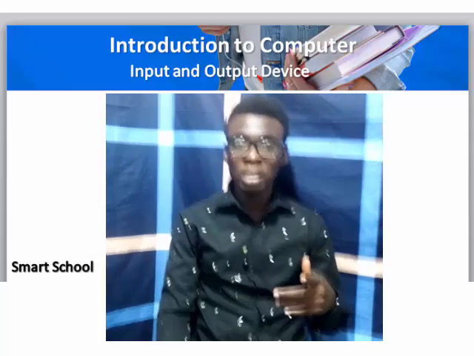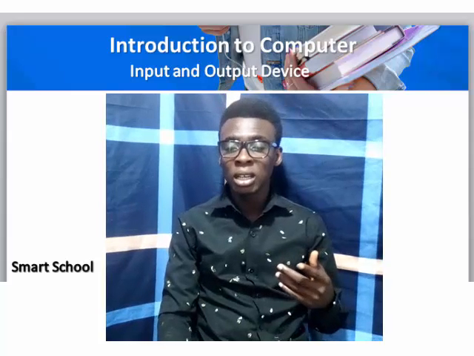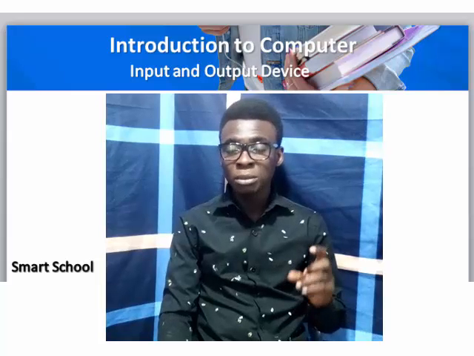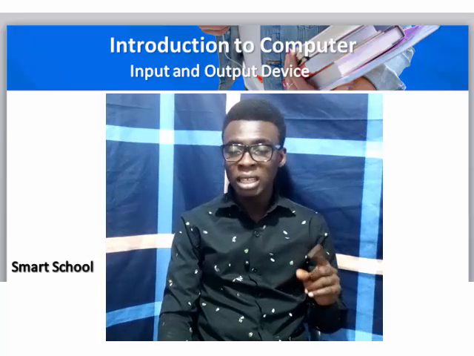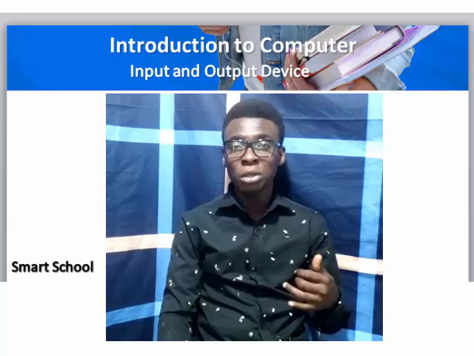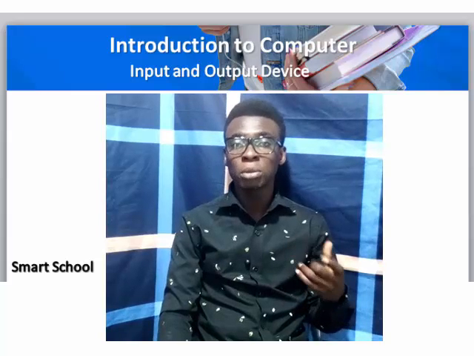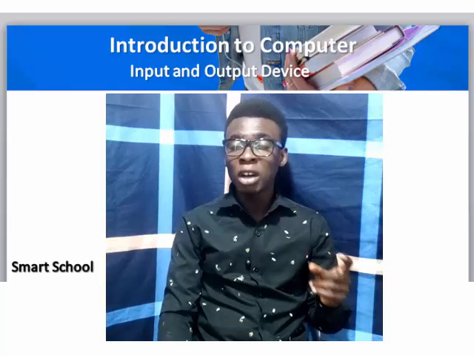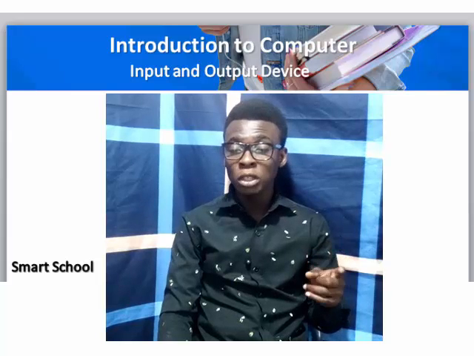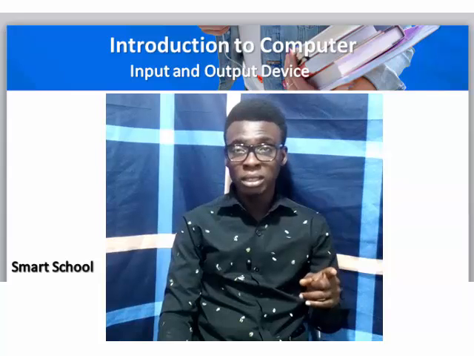Output device. Now, what are output devices? Output devices are those devices that are used to bring out information from the computer system. Examples of output devices are your monitor, your speakers, your printer.